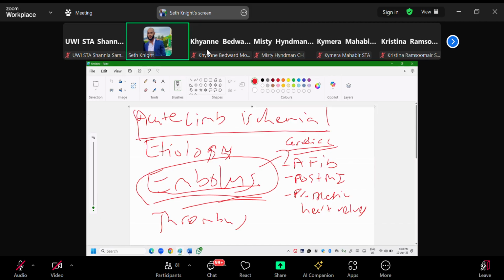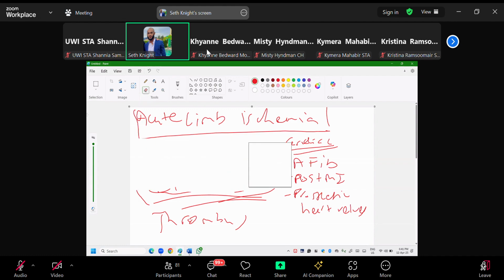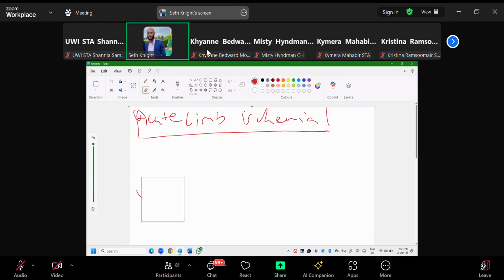Thrombus or thrombosis happens in patients with all the other risk factors for thrombosis, as we should know: hypertension, diabetes, atherosclerosis, as well as smokers. And we'll talk a little bit about smokers in a bit. All right. So we have embolus as the etiology. We have thrombus as the etiology.